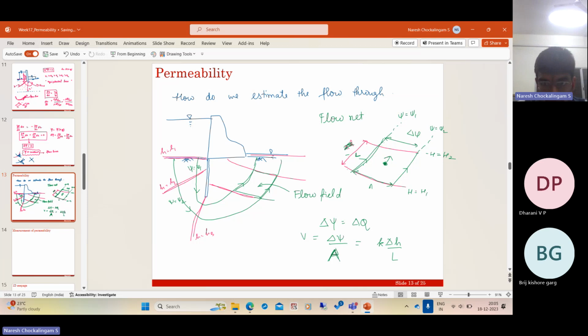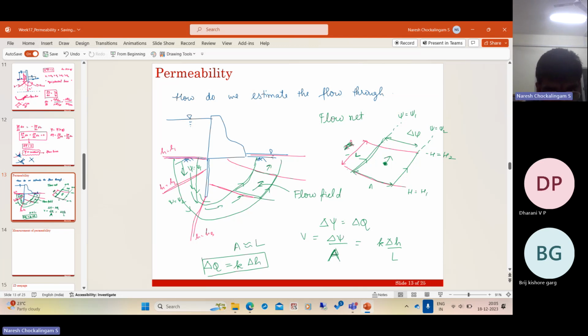Now, the idea is if we construct the flow net such that A is approximately equal to L, then we have the net flow through this channel is nothing but K into the head loss between the two. So this is the area between two flow lines, and there is water flowing all in between. So this is called a flow channel.